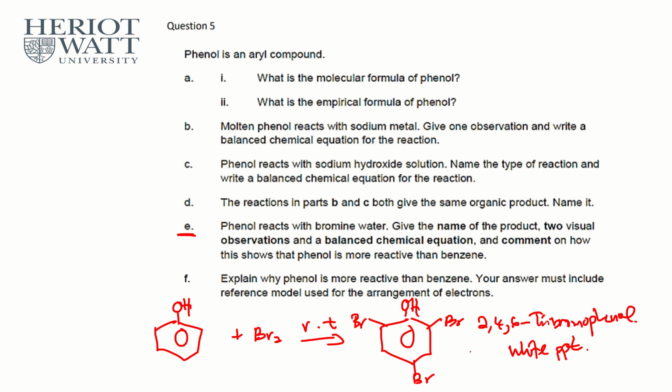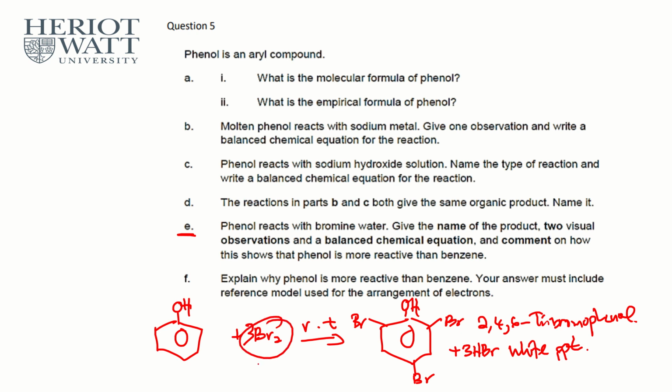Wait, no, it's not. So plus 3HBr. Now, obviously, this is electrophilic substitution for benzene, and you substituted 3 H out. In total, you have 6 bromine atoms. 3 substituted in, another 3 will react with the H plus formed to get HBr. So that's the balanced equation, and that's the name. And that's also one of the observations, white precipitate. But they need 2 visual observations. What else can we observe?